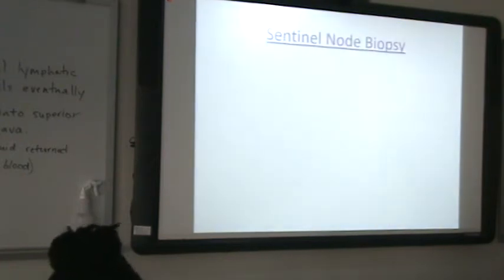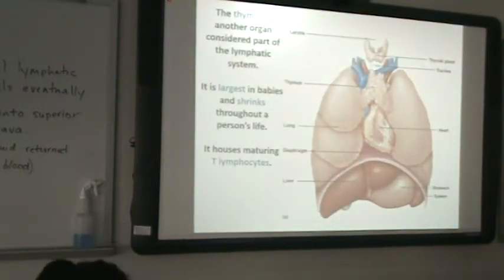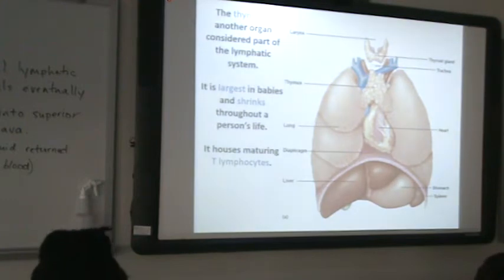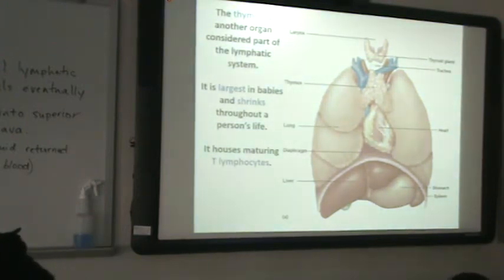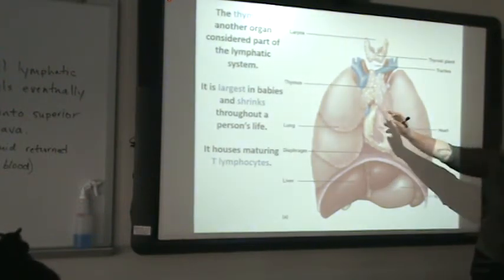So there are a couple of extra slides here that have organs that somehow relate to the lymphatic system, they relate to immunity, or they relate to the circulatory system, but they don't quite fit anywhere. But they're worth talking about. The first one is the thymus.